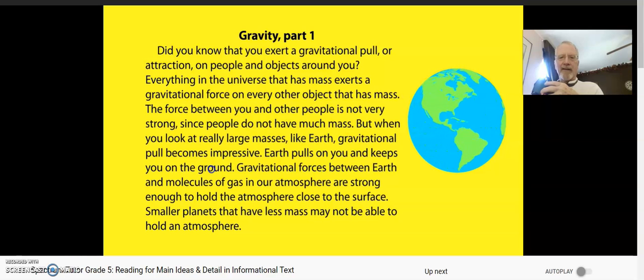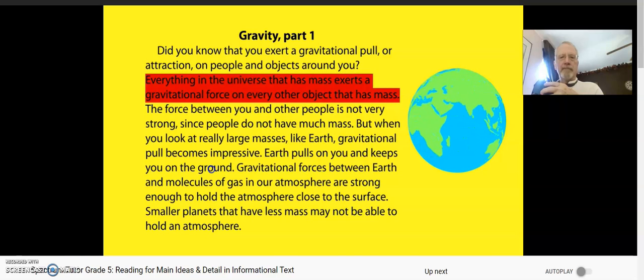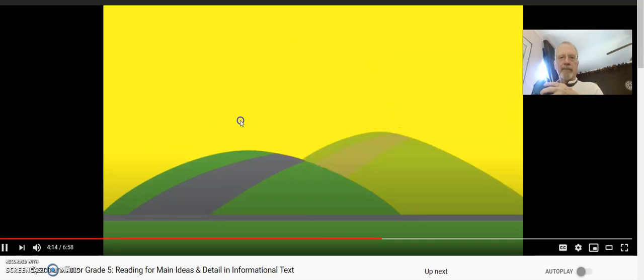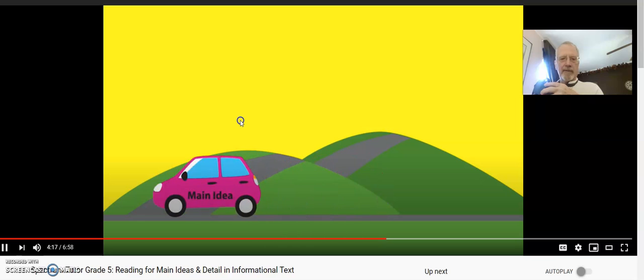Sometimes, you have to use evidence from the text to infer the main idea. However, the author often states the main idea clearly right in the text. Look at the paragraph about gravity. The second sentence states the main idea of the entire text. The other sentences in the paragraph give facts and examples that support this main idea.